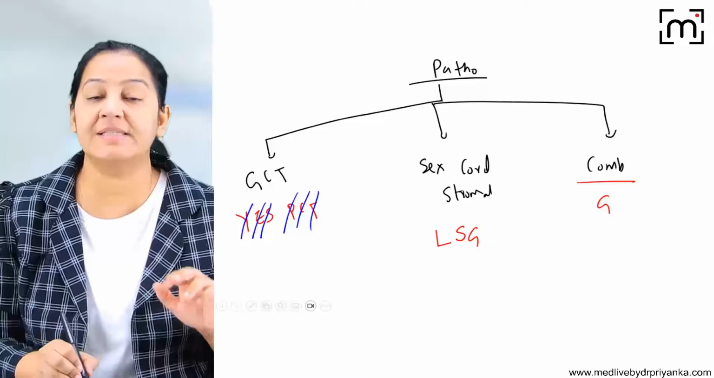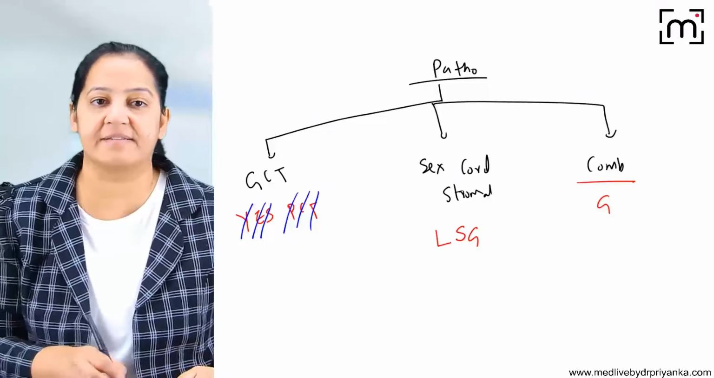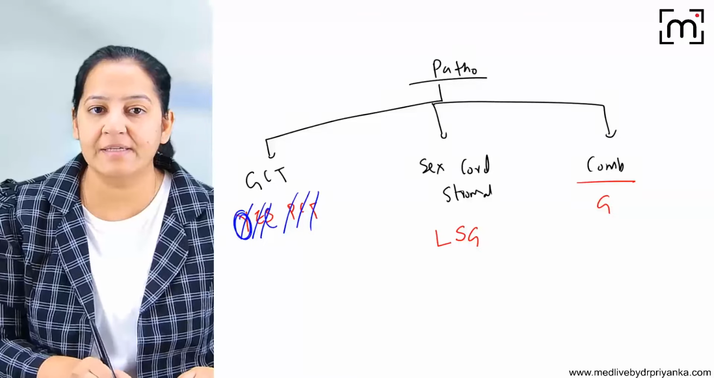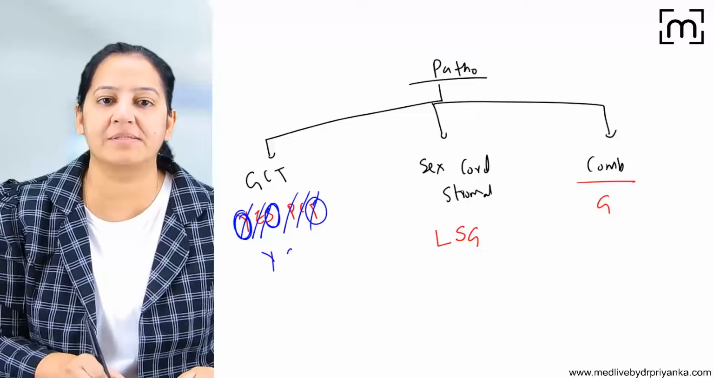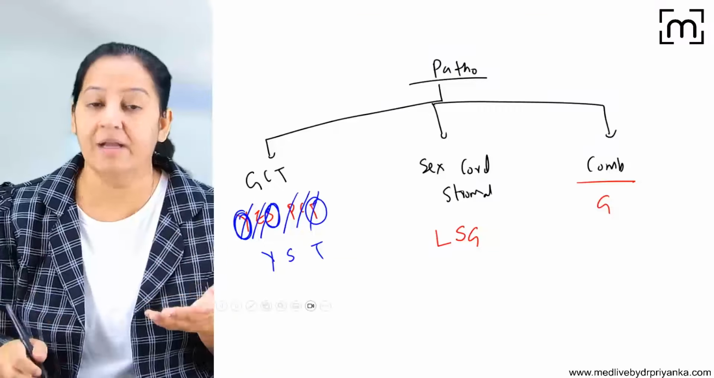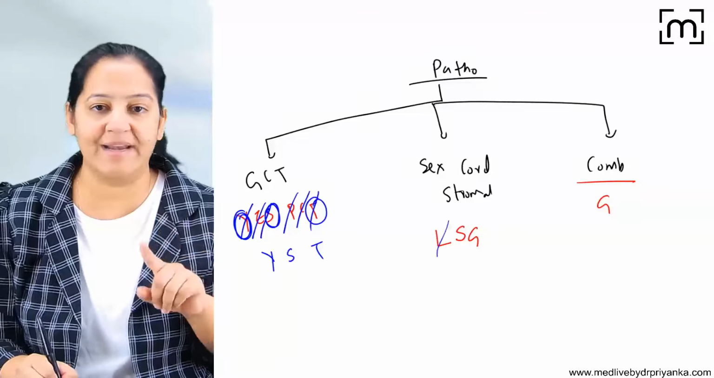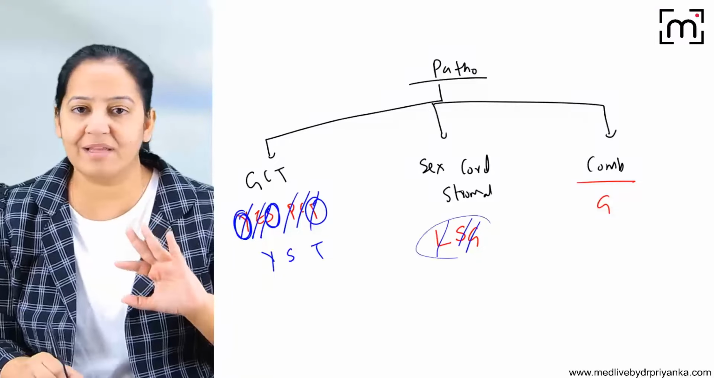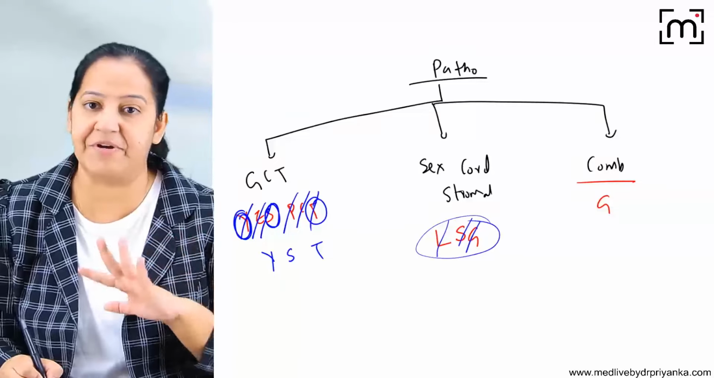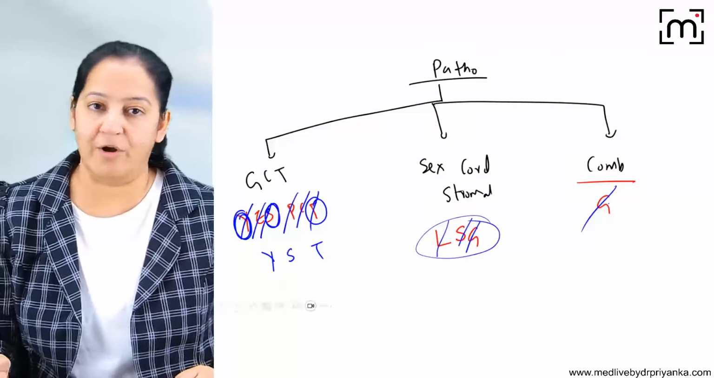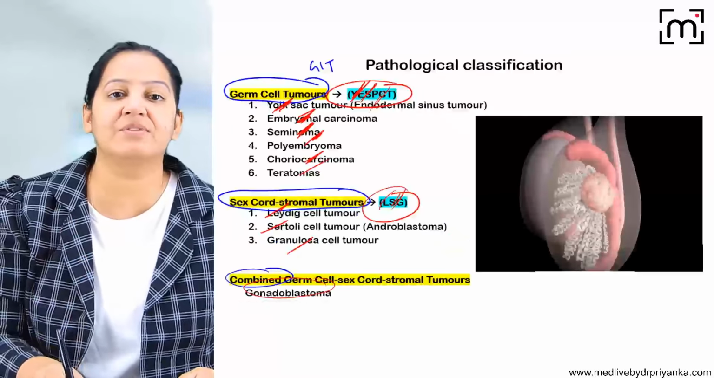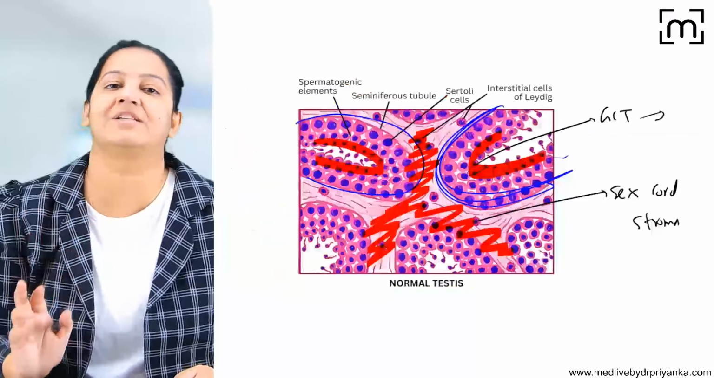So out of these, 3 are ultra important that I will discuss in detail. That is Yolk Sac, seminoma and teratoma. Yolk Sac, seminoma and teratoma we will see in detail. Among the sex cord, there are 3 sex cord: Leydig cell, Sertoli cell and granulosa. You just learn the name. Nobody is going to ask you the details separately. And the combined is gonadoblastoma. So we will see the 3 details of out of the 6, the 3 germ cell tumor in detail.